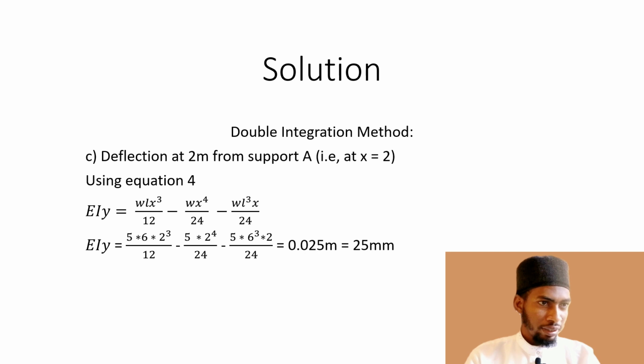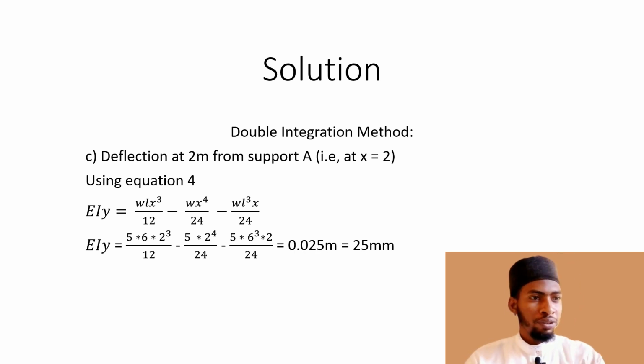So we have the equation now. All we are going to do is substitute the values. For W we know is 5, L is 6, and x is given as 2. So substitute it here. Then here also we have 5, 2 to the power 4, and 24. Then here also we have 5 times 6 cube times 2 all over 24. If you solve this part, you're going to get 20, then 3.33, then 90. So 20 minus 3.333 minus 90.